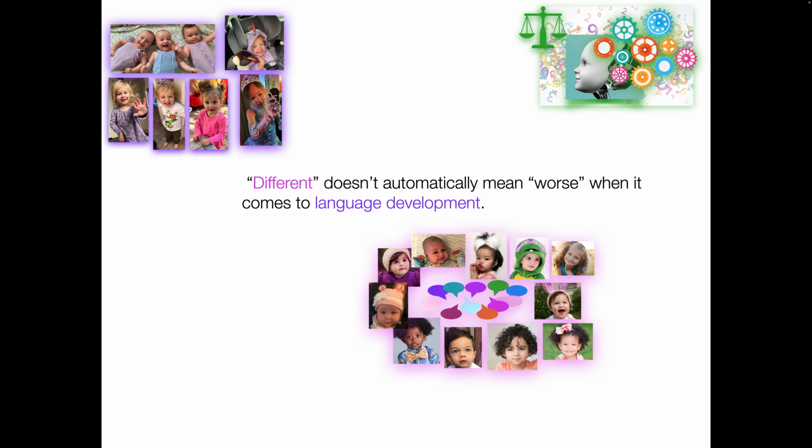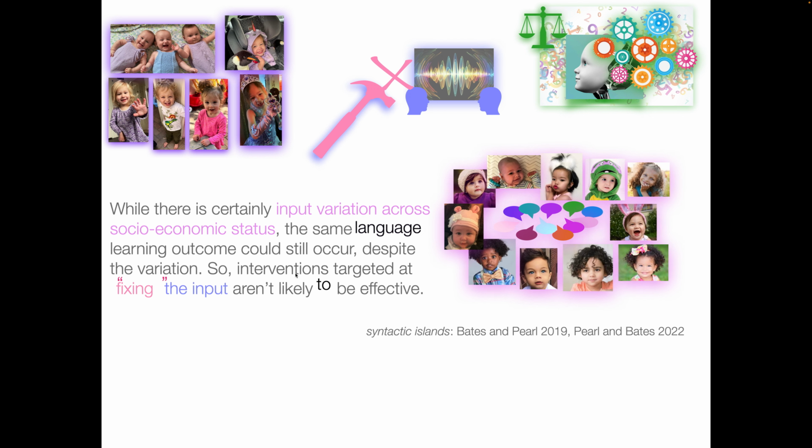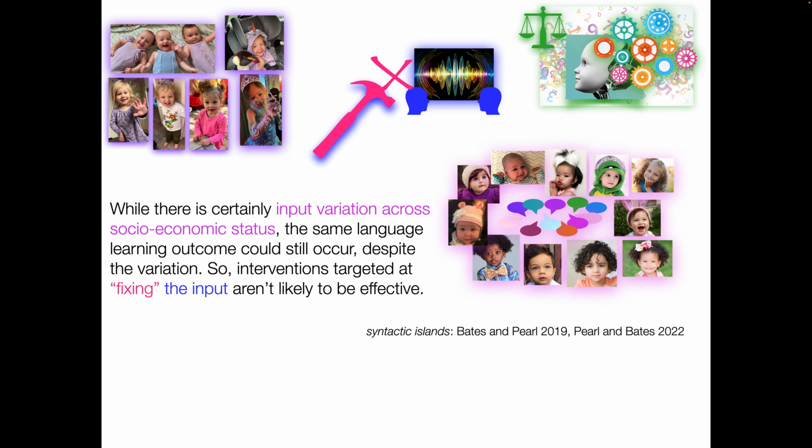Another interesting idea is that different doesn't automatically mean, quote unquote, worse when it comes to language development. So, for example, if you look at input variation across socioeconomic status, it turns out that for at least syntactic islands, the same learning outcome could still occur despite that variation. So interventions targeted at, quote-unquote, fixing the input because it's different and therefore worse aren't likely to be effective, because while it is different, it doesn't seem to be worse, at least if this is the way that kids are learning about syntactic islands, for example. So it's a nice finding, right, about what's effective, what does different mean, how does it impact development.